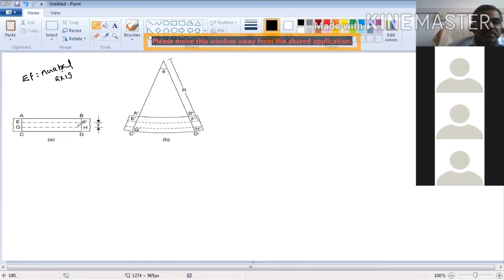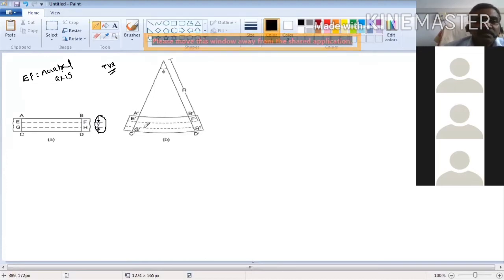GH is an axis which is taken at a distance of y. What is the distance between the new axis and the neutral axis? That is y. Now apply the bending moment. What type of bending moment? It is a positive bending moment. You applied the positive bending moment, so it is sagging, concave, right?